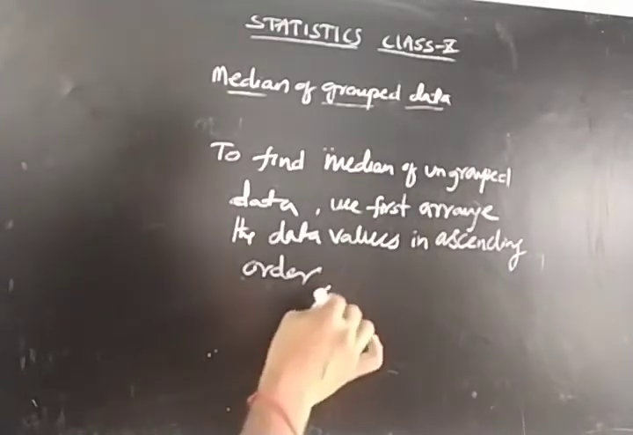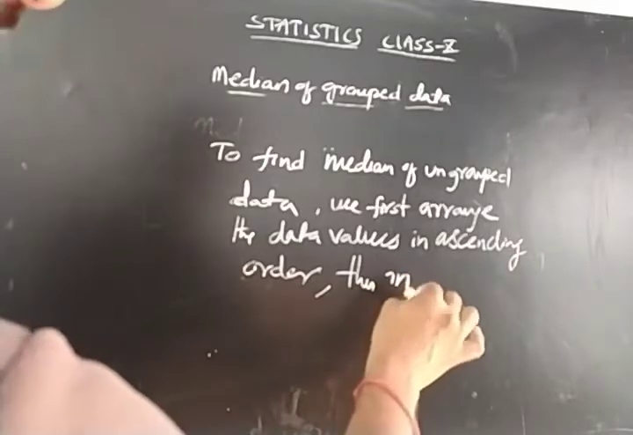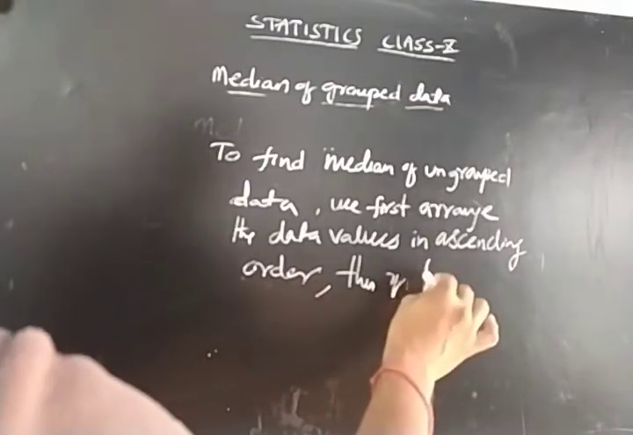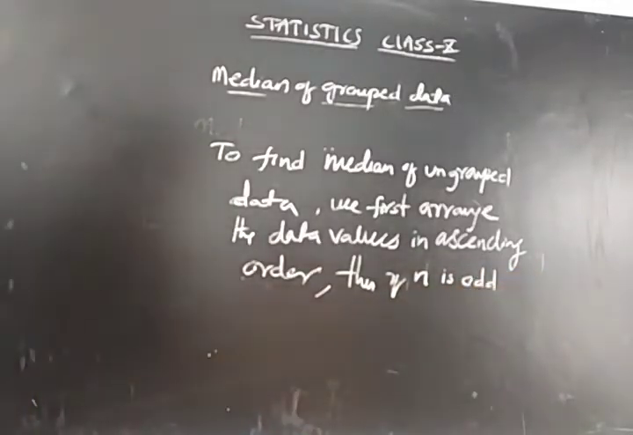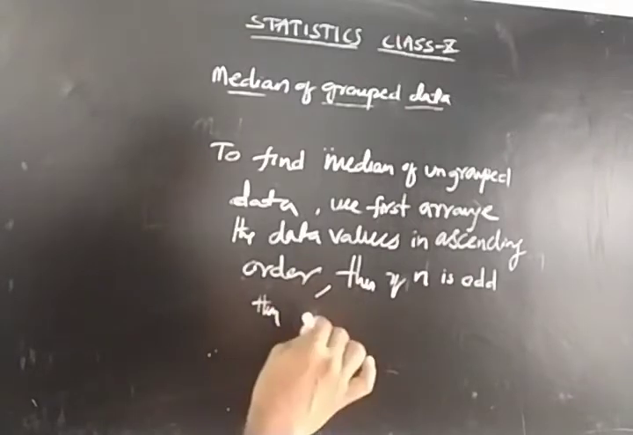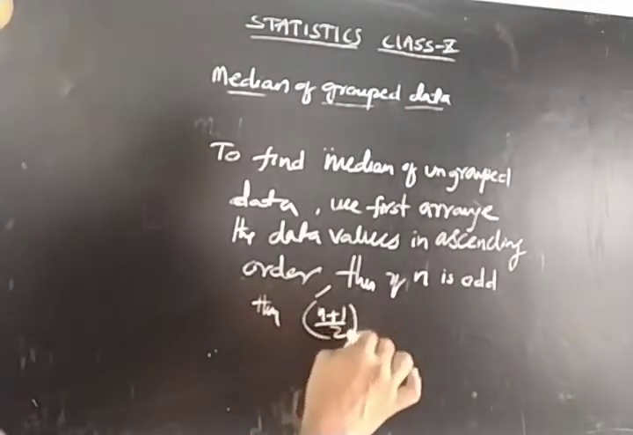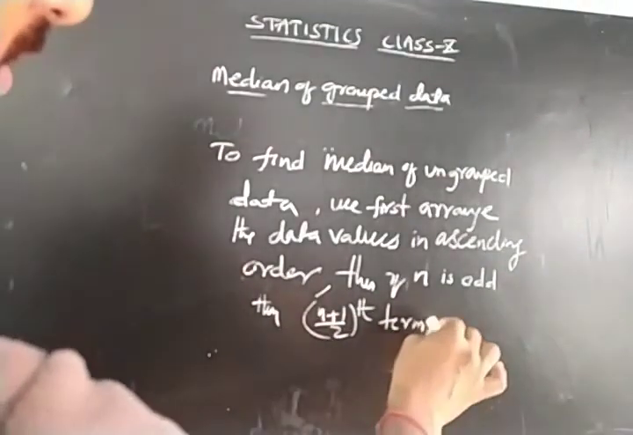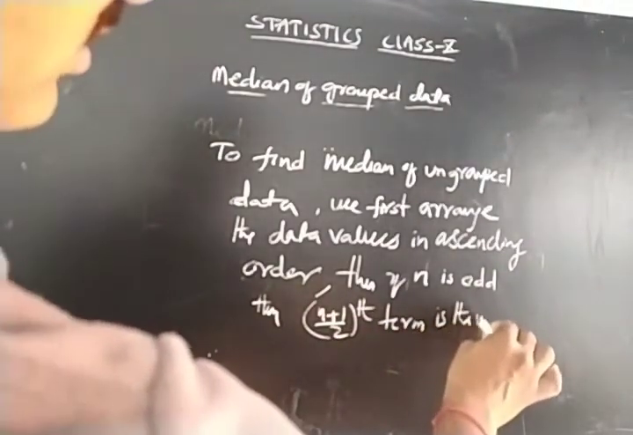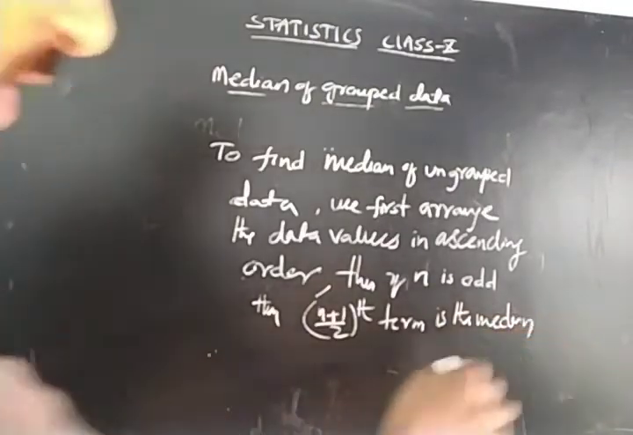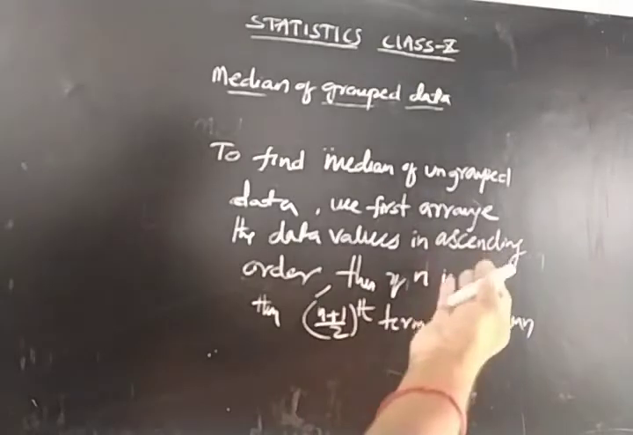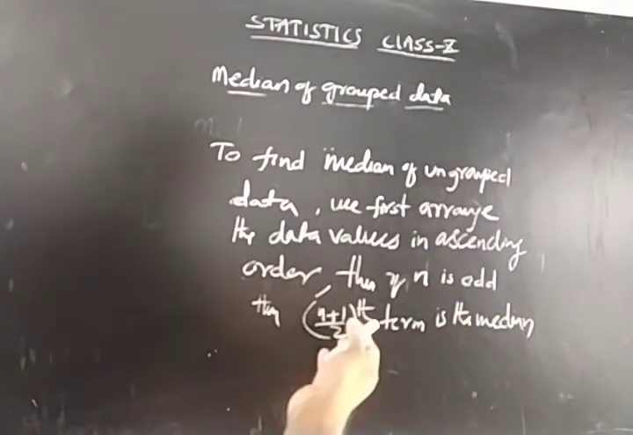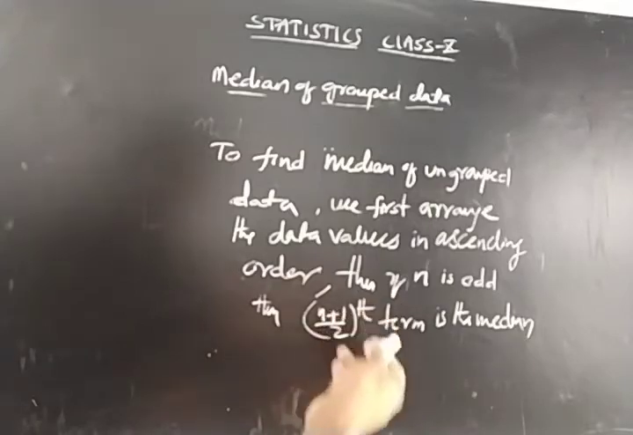Then if n is odd, where n means the number of observations, the (n plus 1) by 2th term is the median of the data. Already we studied in 9th standard how to find the median of ungrouped data. Arrange the data in ascending or descending order and count the number of terms. If the number of terms is odd, then choose the (n plus 1) by 2th term as the median.